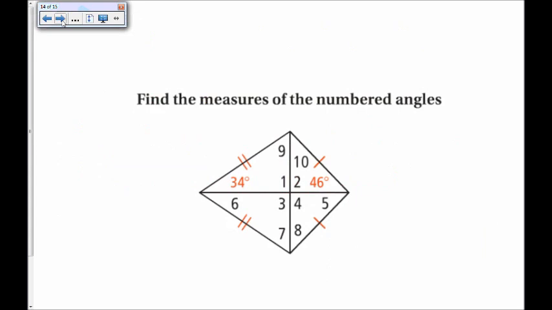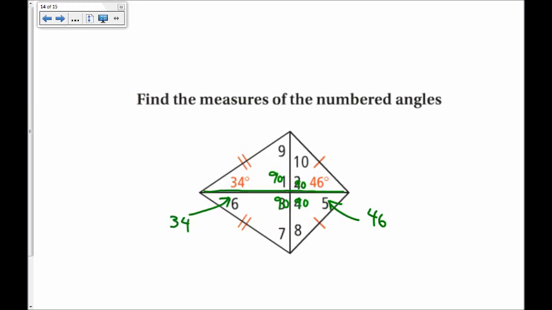And there are lots of them, but a lot of them are the same. Like I know that the diagonals are perpendicular, so this is 90. This is 90, and this is 90, and this is 90, and this is 90. I also know that this will bisect angles. It's the one that's in the middle. So this must be 46, and this must be 34.